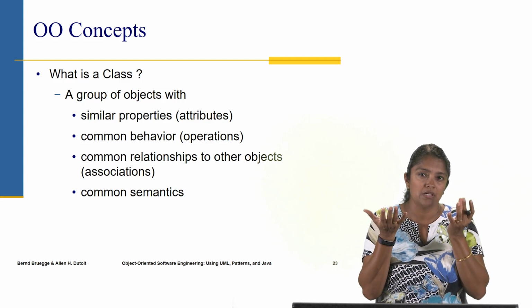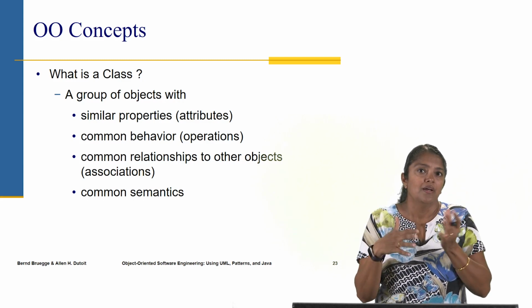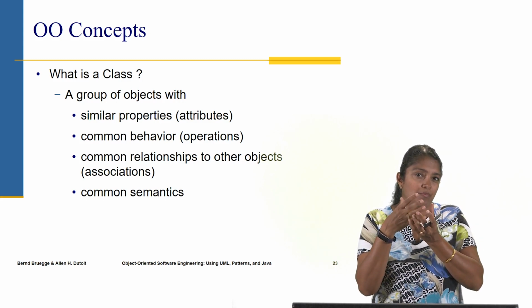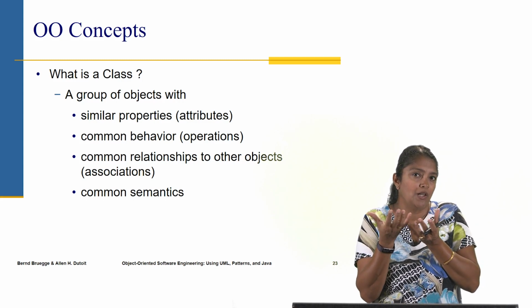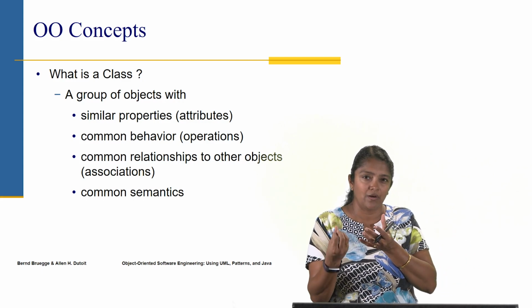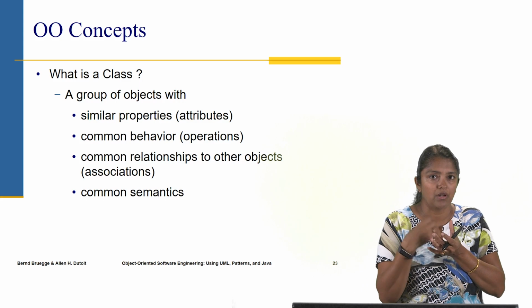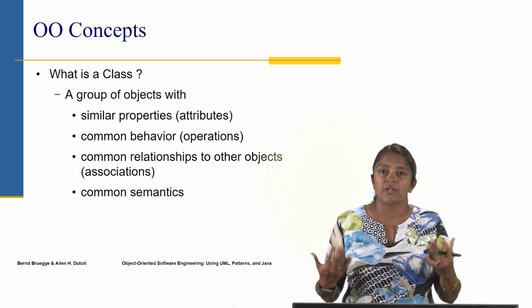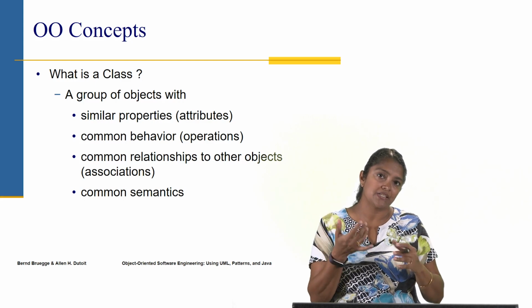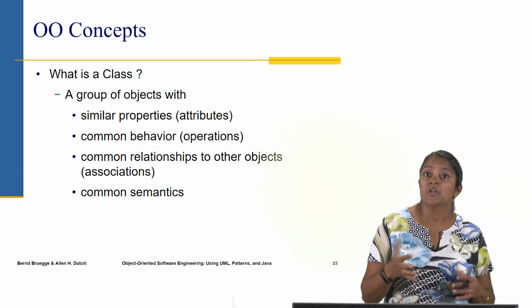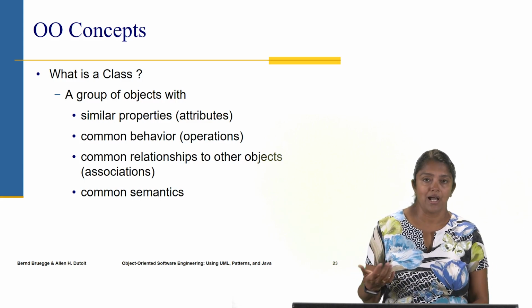So this class is basically like a template where we're defining how the objects belonging to this class look. They all have similar properties. So what are those properties? They all have common behavior. What is that behavior? They all have the same kind of relationships to other objects. So what are those? And so they all have this common semantics that's defined through these properties, behavior, and relationships. So that's what a class is.